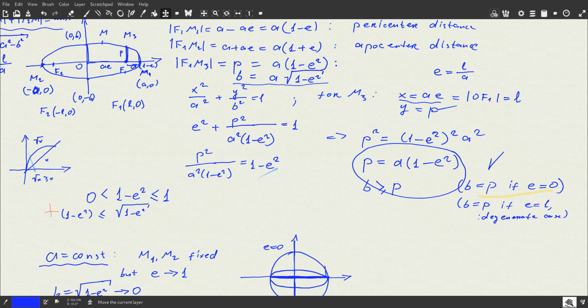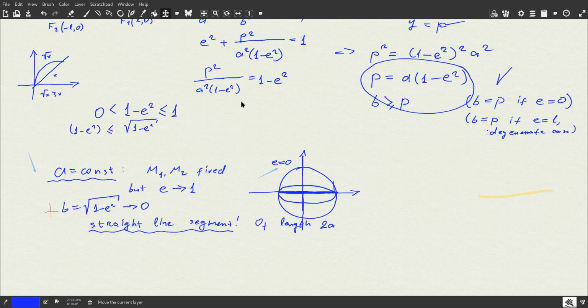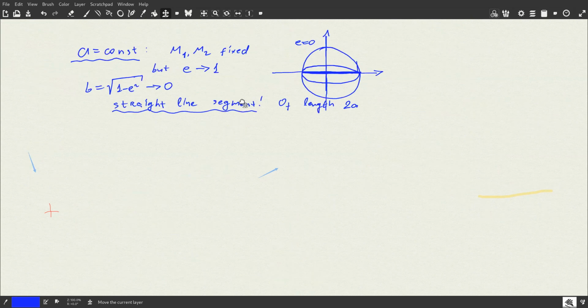Okay, back to our ellipses. Let us also consider the area of the ellipse. You can probably guess what the area of the ellipse is.